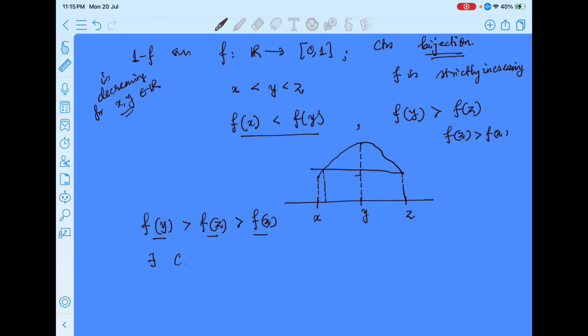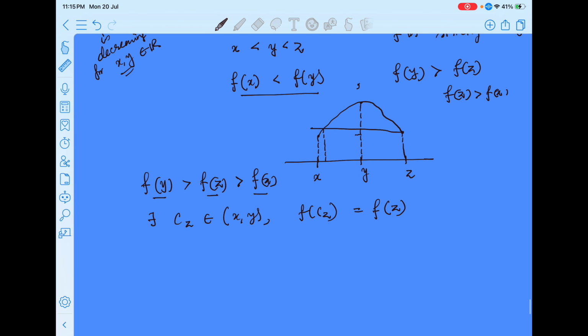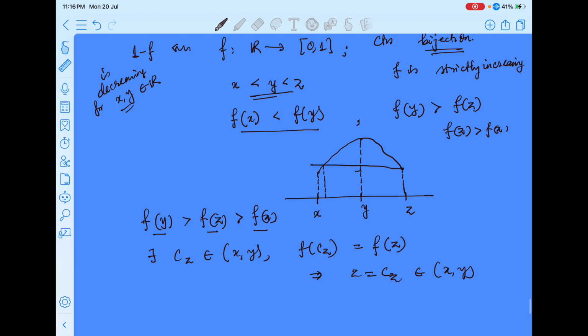So there exists a c_z inside (x, y) such that f(c_z) equals f(z). Then we have a contradiction, because c_z is inside (x, y), but f(c_z) equal to f(z) implies z equals c_z. That is not possible because z is strictly bigger than y.